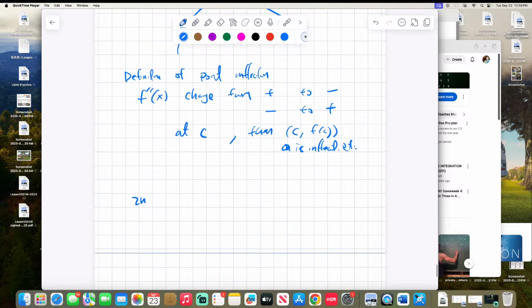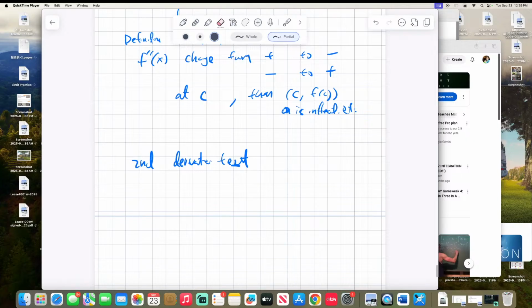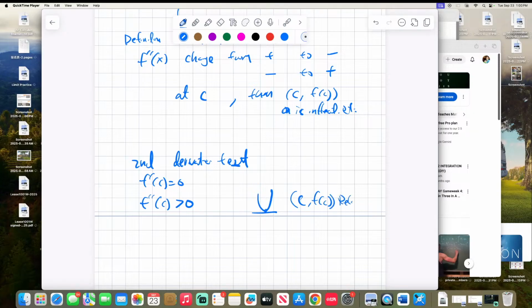Okay, the second derivative test: the requirement is that f prime of c has to be 0. So it has to be a critical number first. But at that c, if f double prime of c is greater than 0, it means what? Concave up, right? So if it's concave up and has a horizontal tangent, it has to be a minimum. Does that make sense? So c comma f of c is a relative minimum.